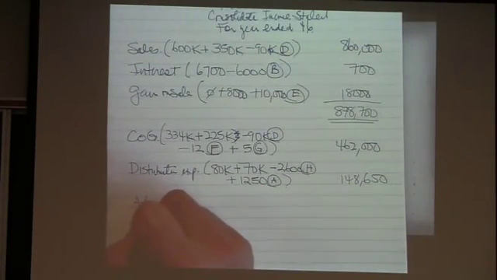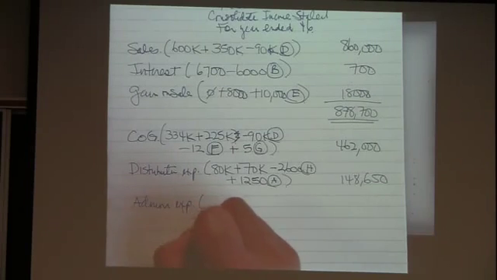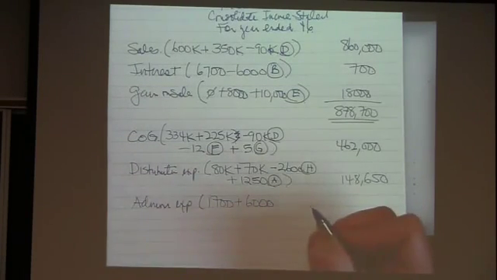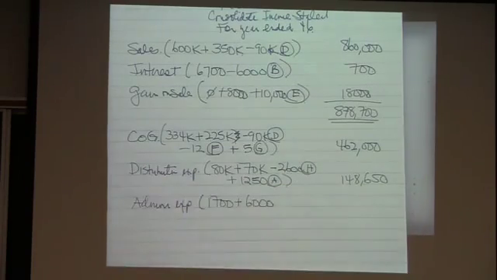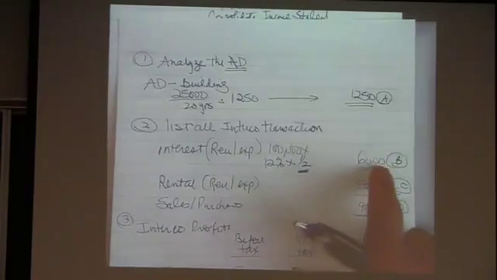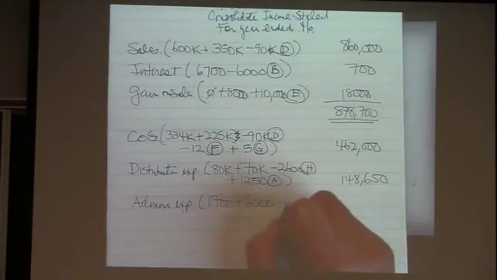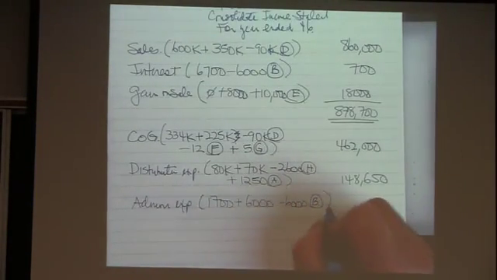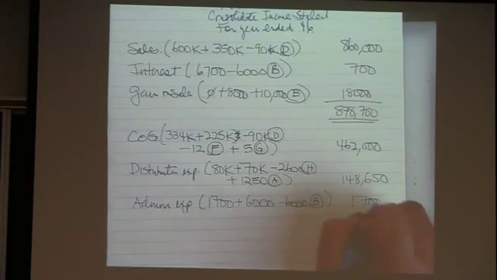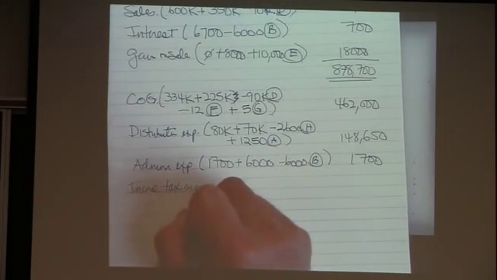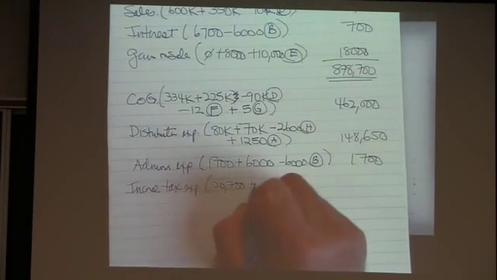The admin expenses, again, starting with M and K, and remember we've got interest here, right? Revenue and expenses 6,000, so we're going to subtract 6 from there. Gives us 1,700. Income tax expense, again, M and K.